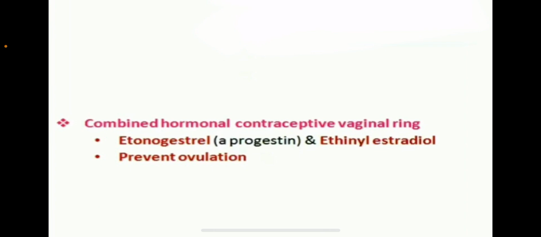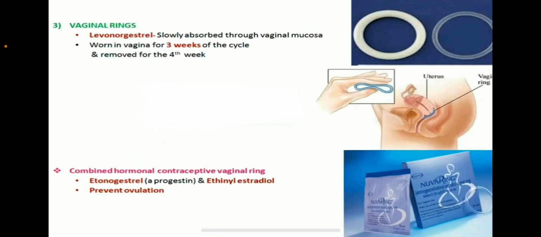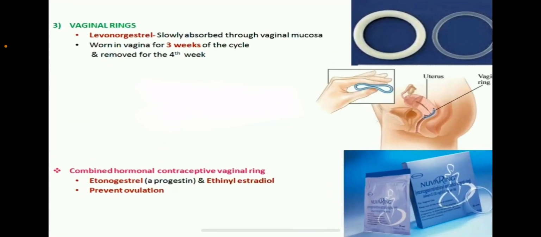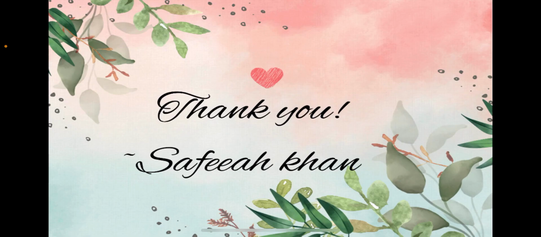Combined hormonal contraceptive vaginal ring. We have etonogestrel, a progestin, and ethinyl estradiol. So we have a progestogen and estrogen component combined together, which will prevent ovulation. The brand name is NuvaRing, a combined hormonal contraceptive vaginal ring, which contains etonogestrel, a progestin, and ethinyl estradiol.